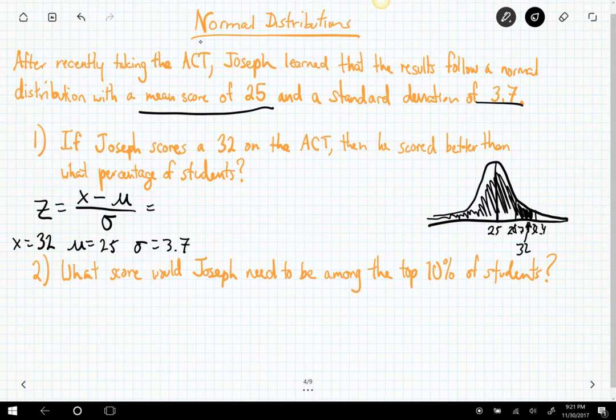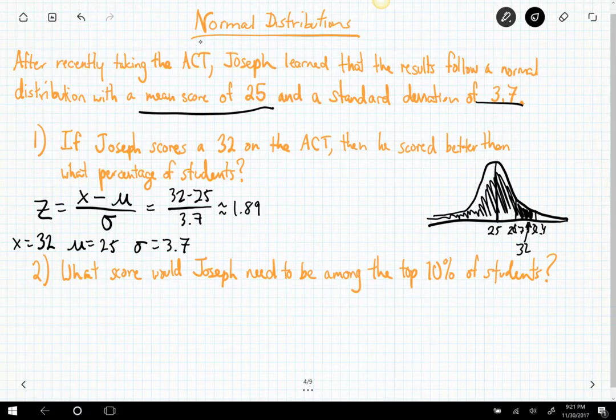Z equals x minus mu divided by sigma. So we get 32 minus 25, all divided by 3.7. Now here's a little caveat. If you are punching that into the calculator, be careful. Make sure to put your numerator in parentheses. And if you ever have addition or subtraction in the denominator, make sure to put it in parentheses. So just get in the habit, put your numerator in parentheses, put your denominator in parentheses. That'll go a long way. So this is approximately equal to 1.89.